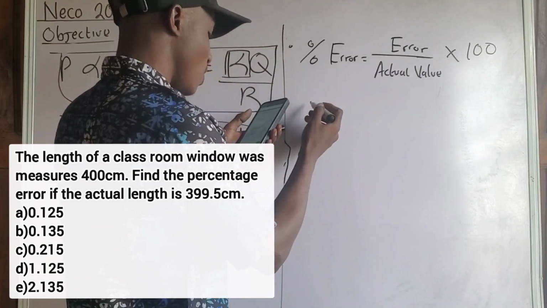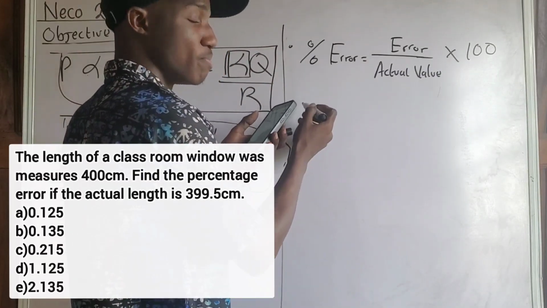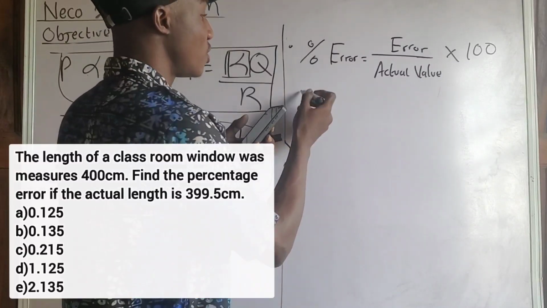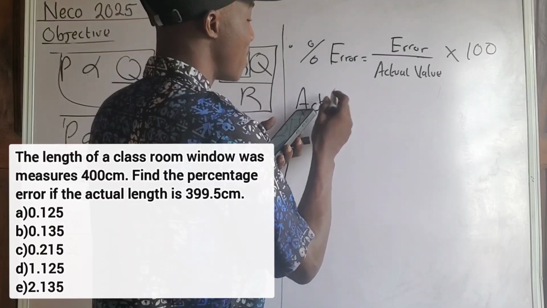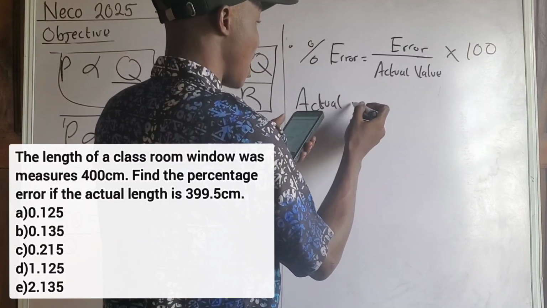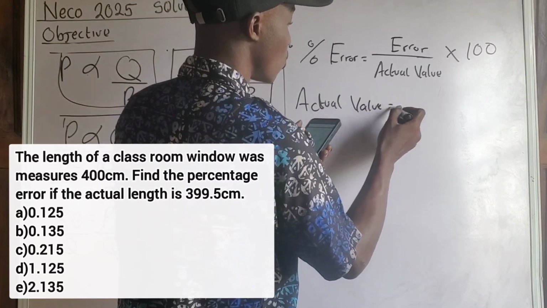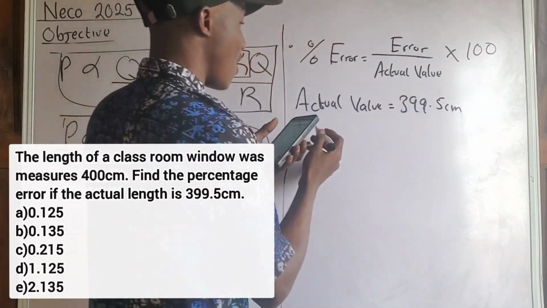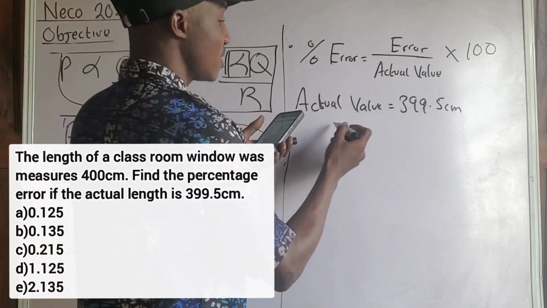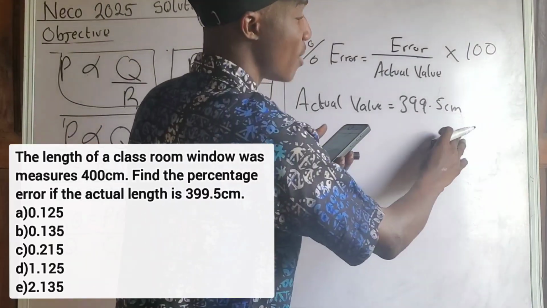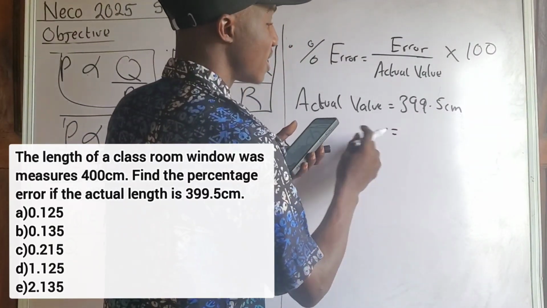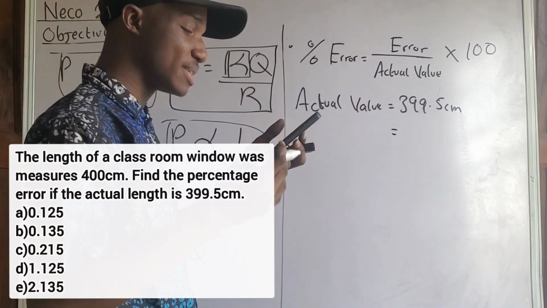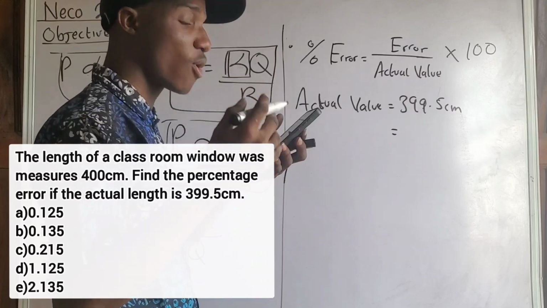To get the error, we've been given in the question that the length was measured as 400 centimeters instead of 399.5 centimeters. So the actual measurement, which is the actual value, the actual measurement is what? 399.5 centimeters. Now, the actual value is 399.5 centimeters. Now, this length, the real value, this is the real value, you understand? Now, when they made a mistake, they measured this length as 400 centimeters.